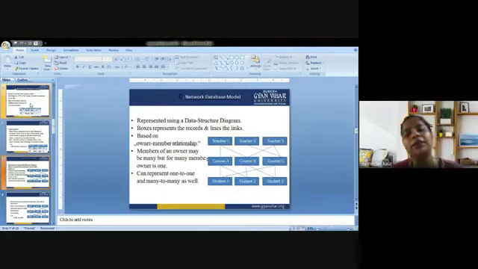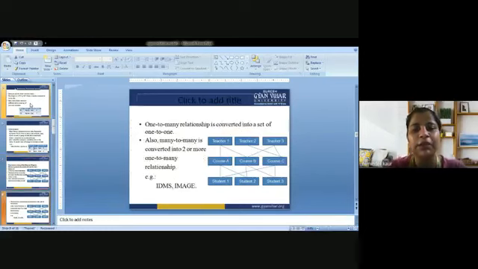Next is the network model, where we build a network. Many-to-many relationships, like many teachers having relationships with many students, or many students learning many courses from many teachers. In that manner, we discuss many-to-many relationships with the help of the network model.